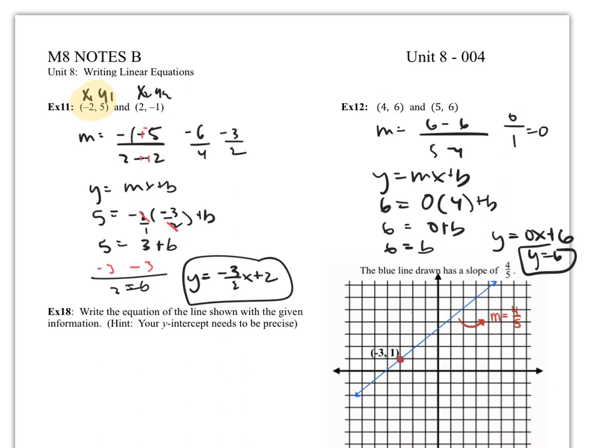x gets changed to 4, plus b. 0 times 4 is 0. So then 0 plus b is just b, which means b equals 6. So if I replace m and b, m with 0, b with 6, I get y equals 0x plus 6. But 0 times x is 0, and that means y just equals 6.